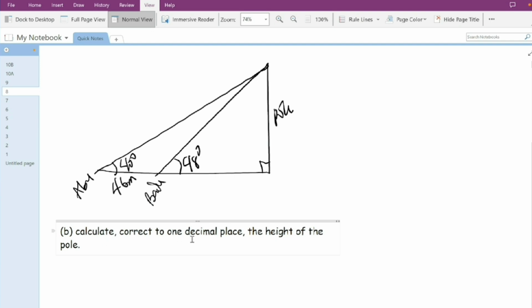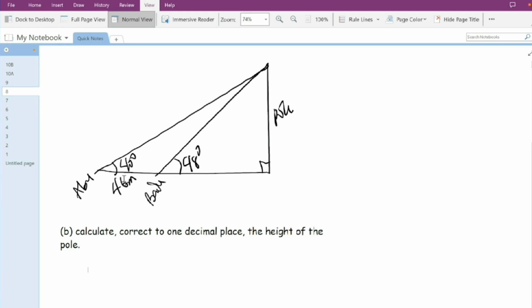8b, calculate correct to one decimal place the height of the pole. When you look at a question like this, particularly from the topic we got this question from, you know the question is from angle of elevation and depression. What should come to mind is solving using Pythagoras theorem, because you're seeing an angle 90. That means you should be looking for anything related to right angle triangles.